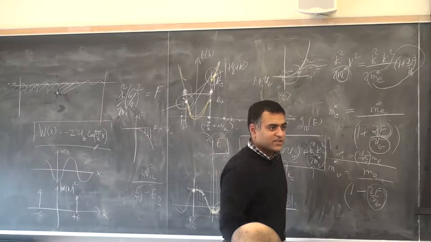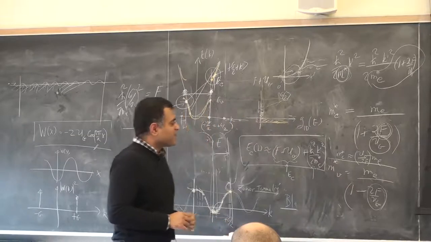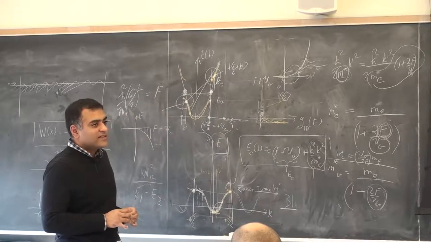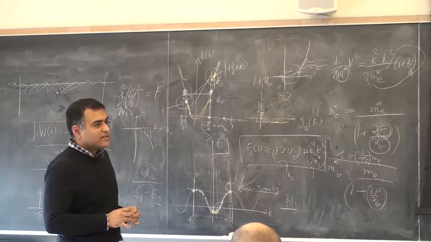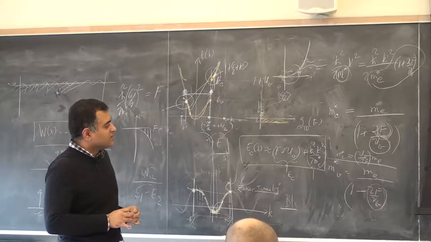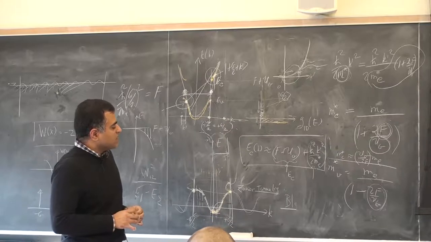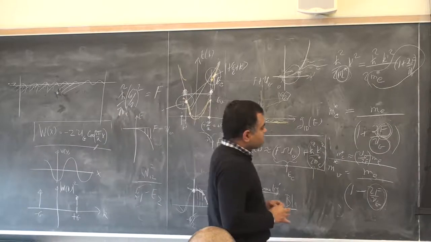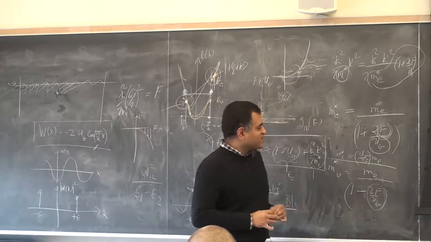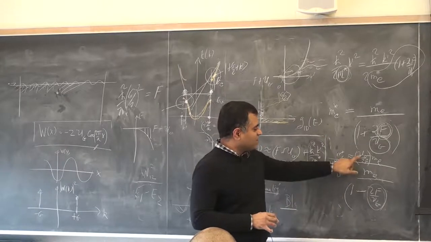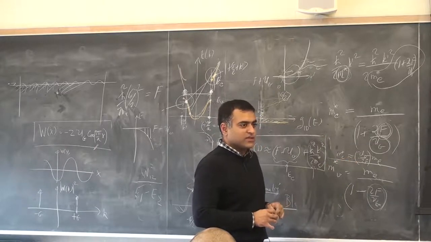Yeah, Joe, there's a question. I see where this is coming from, but can you have a scenario where you have a large band gap but still have a large average curvature in your band, so you still have a lower effective mass? You could. Absolutely, you could. It depends on the nature of the periodic potential.